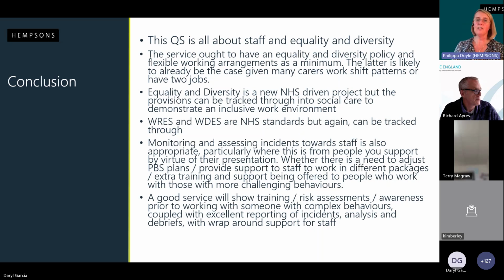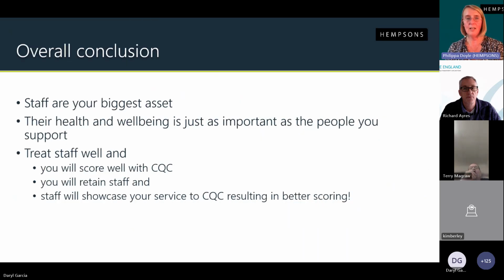A really good service is going to be able to show that training, show those risk assessments, show that level of awareness prior to working with somebody with those complex behaviours. But if you can wrap that together with excellent reporting of incidents and analysis and debriefs, wraparound support for staff, debriefing support for staff, additional training and awareness and development for them, then that's really going to shine through in terms of that culture of the organisation that's going to show you in a really good light when CQC are assessing your service. So if we can move on to what I think might be the final slide.